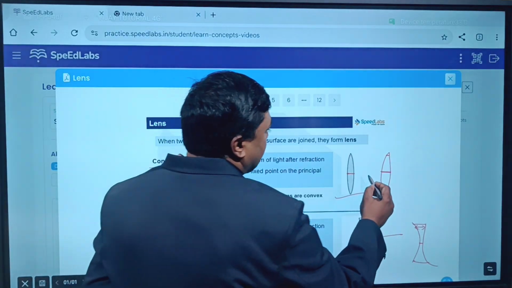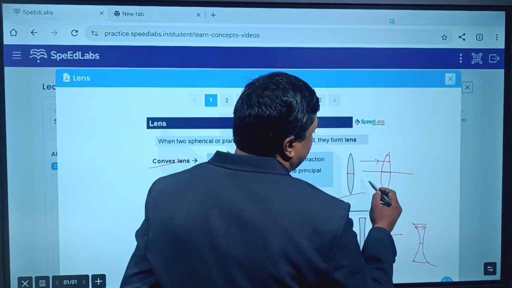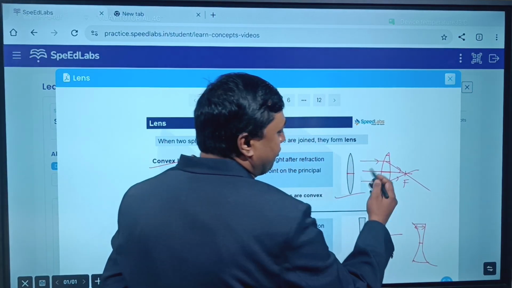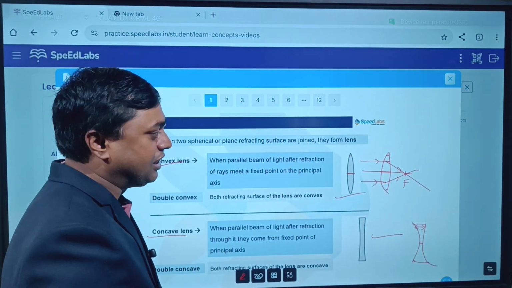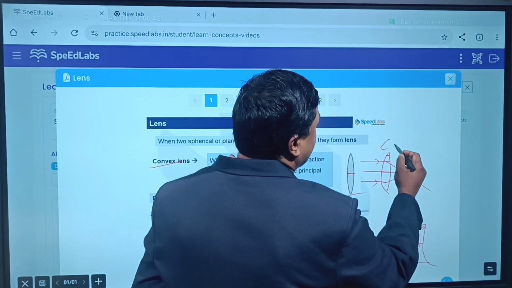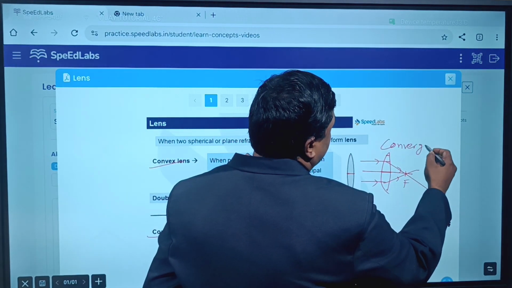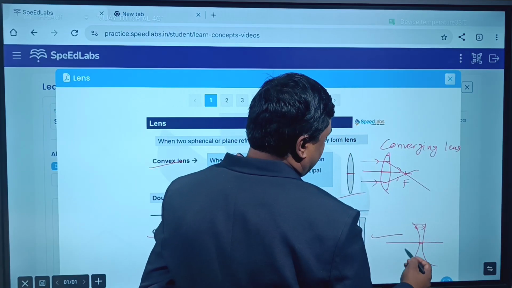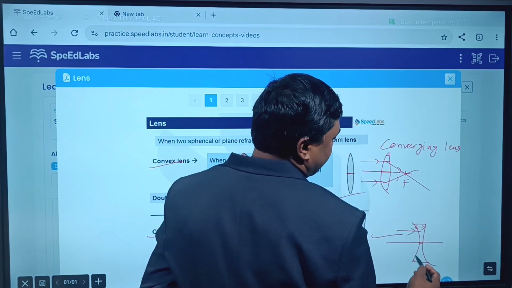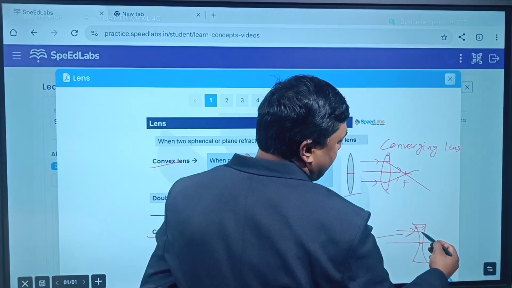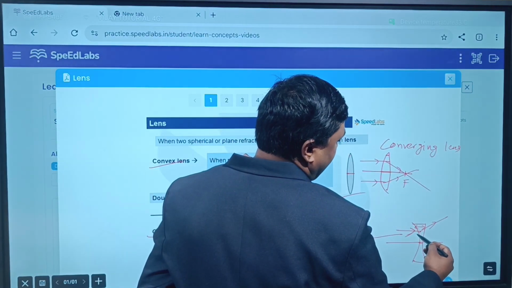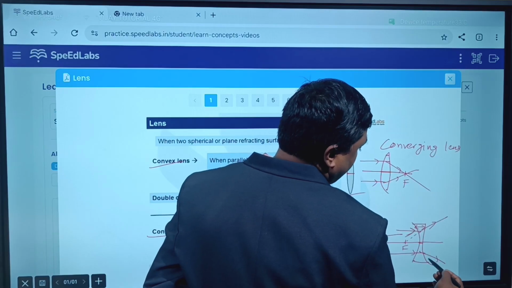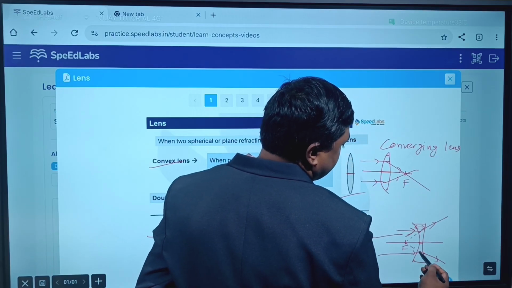Generally, when a ray of light is parallel to the principal axis, after refraction it will meet at a point. The light ray converges from a convex lens, so it is also called a converging lens. In case of a concave lens, it is called a diverging lens. Why? Because if a ray of light is parallel to the principal axis, after refraction it will diverge. It will appear to pass from one point. That's why it is called a diverging lens.